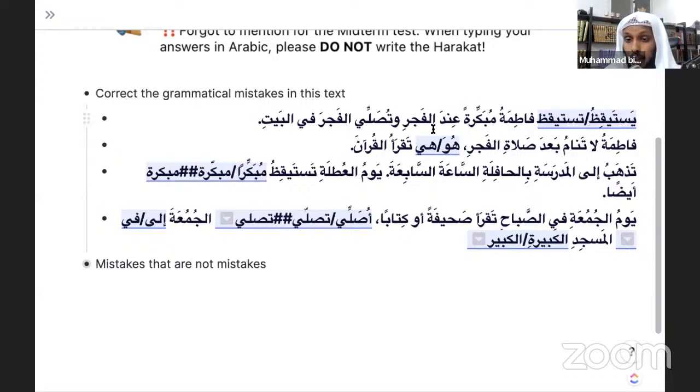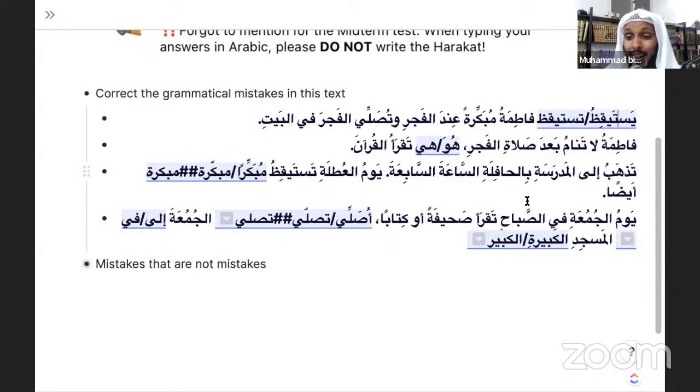تستيقظ فاطمة مبكرة عند الفجر وتصلي الفجر في البيت. فاطمة لا تنام بعد صلاة الفجر. هو تقرأ القرآن. That's why I put there. Of course it's here. Okay, of course it's here. تذهب إلى المدرسة بالحافلة الساعة 7 يوم العطلة.